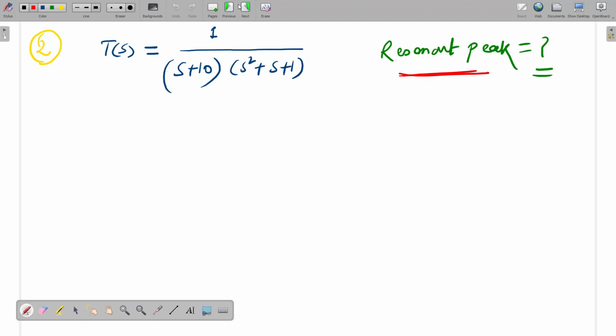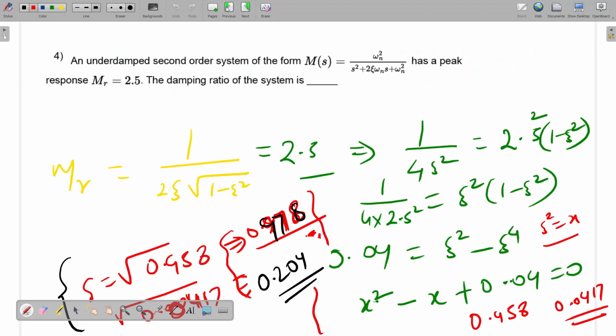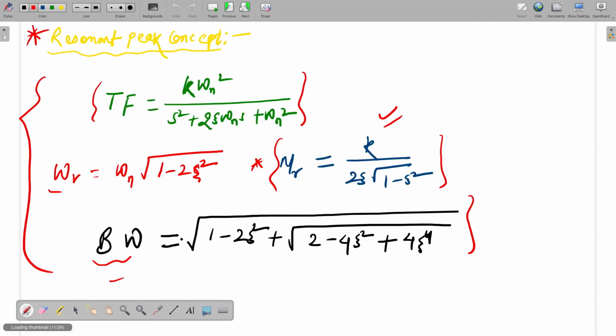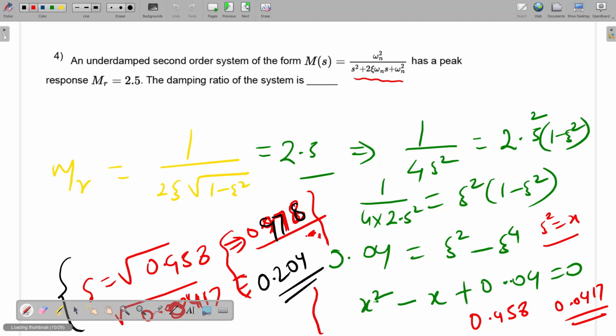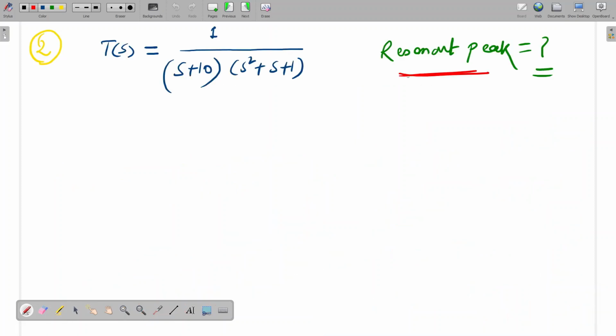Sir, is this closed loop system or open loop? You see, whatever is given here, this kind of second order system, it is closed loop only. This kind of system is given, a closed loop transfer function. Then we have to find the resonant peak. So we know the formula for the second order system only.